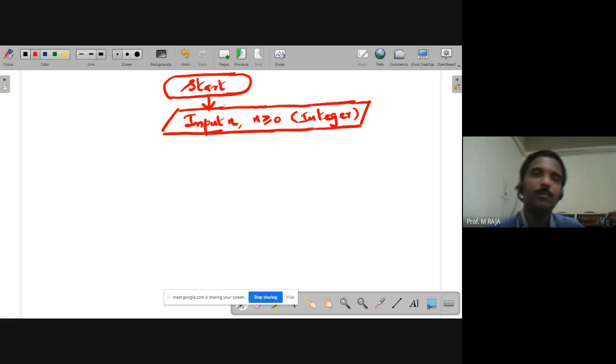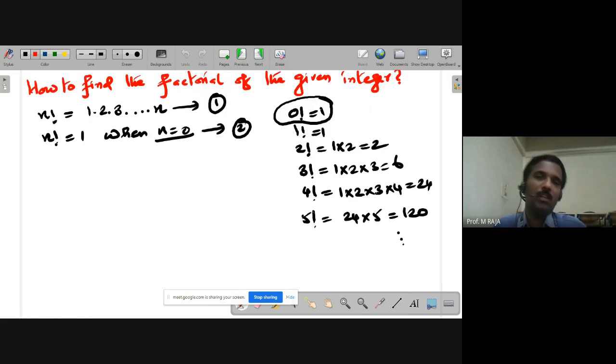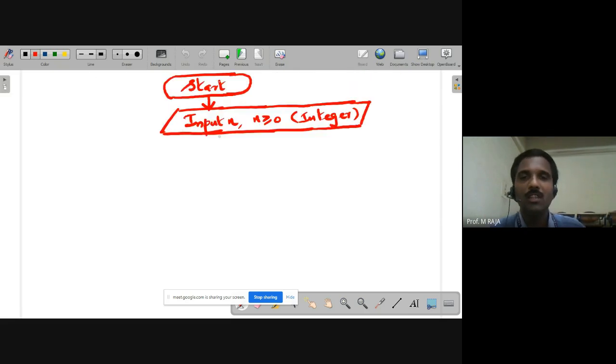Flow is small. After reading the value of n, I check logically whether the input is either n equal to 0 or n greater than 0, some positive integer. So here I check the value of n. You put a question mark. So this is a conditional test.